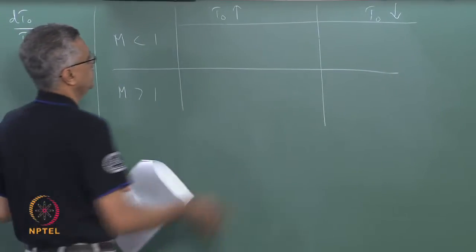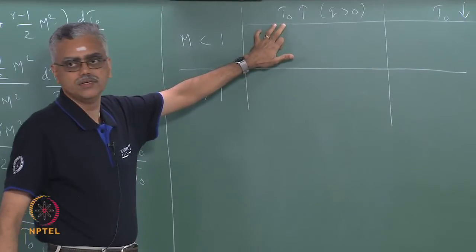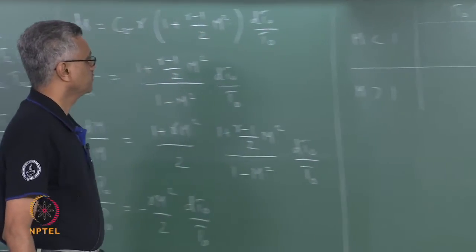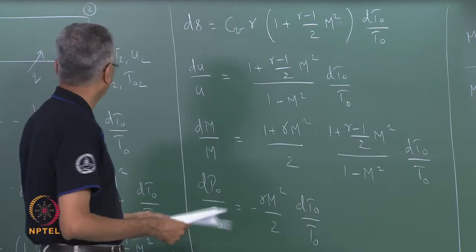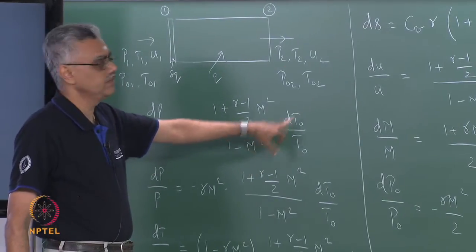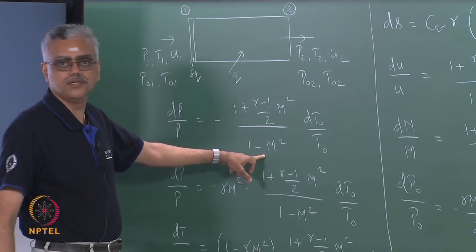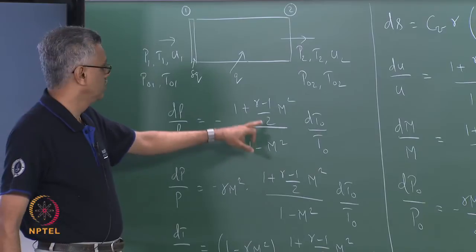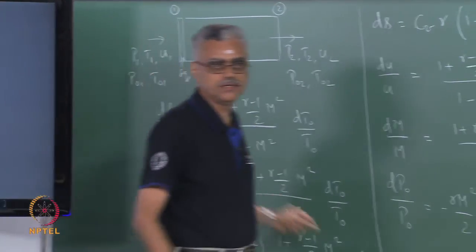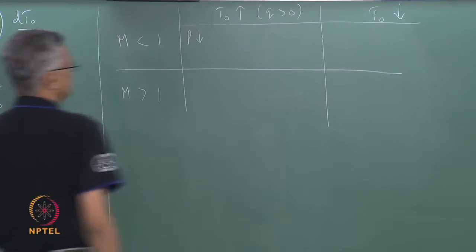So this corresponds to heat addition. Q is positive, because the stagnation temperature increases, right? So let us look at these quantities one at a time. dT0 is positive, right? M is less than 1, so this quantity in the denominator is positive. This is also positive, so that means the density decreases. d rho is negative, so when I add heat to a subsonic flow, the density decreases.